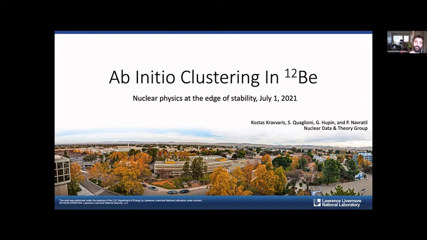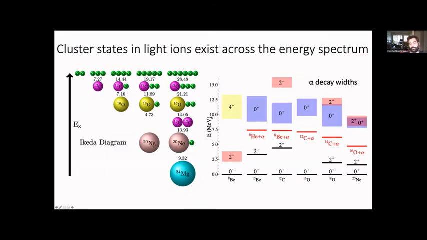The announced title was ab initio clustering in beryllium-12. However, based on the discussions and the rest of the workshop, I figured I may take a slight detour in the beginning to motivate the talk in a slightly different way than usual. The diagram on the left, I think we've seen to death at this point. So we know the basic premise here. You have a parent nucleus and you expect it to cluster into a daughter nucleus plus a cluster near threshold.